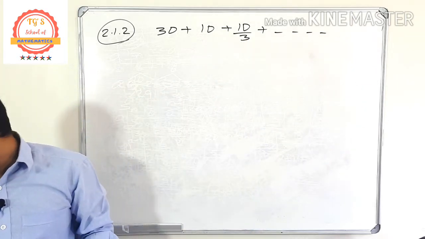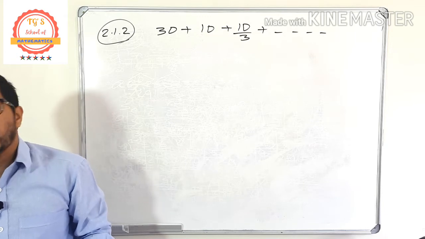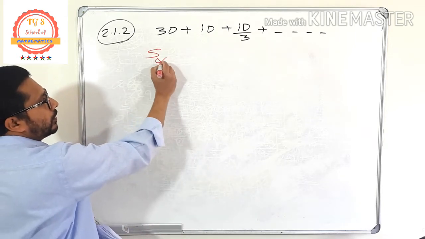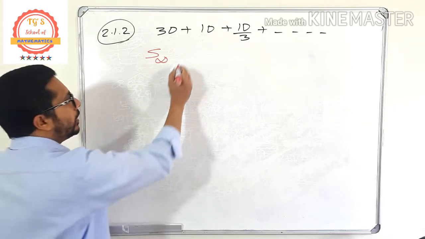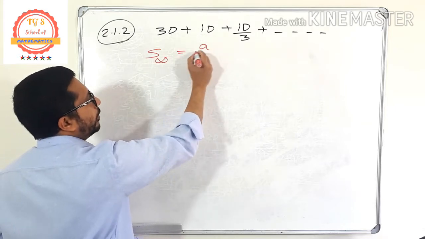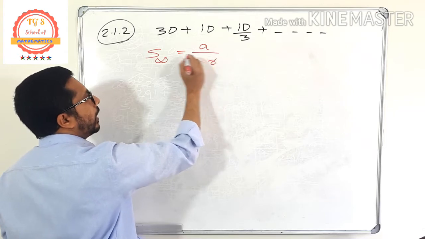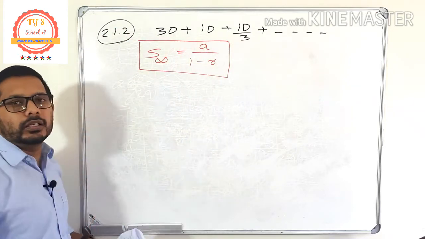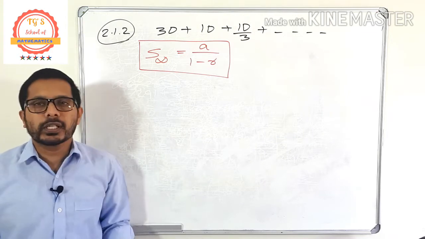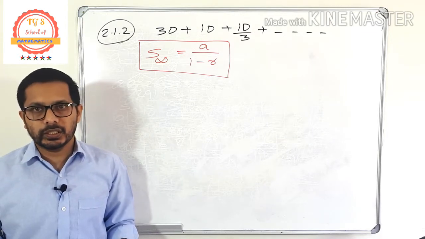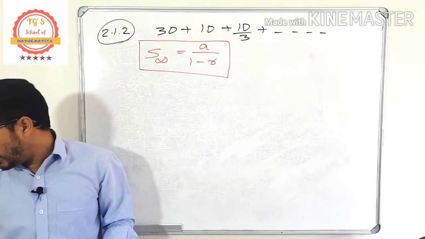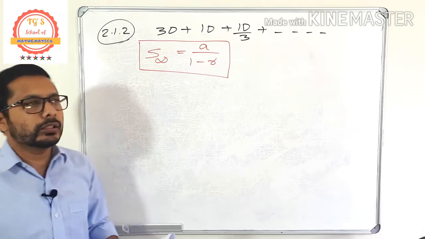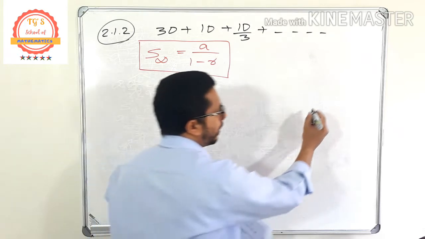Okay. So what is the formula to find the sum to infinity? What you studied in your class? To find the sum to infinity, the formula is a divided by 1 minus r. This is the formula that you studied in your class to find the sum of a geometric series to infinity. Okay. So what does a stand for? You know that it is the first term.